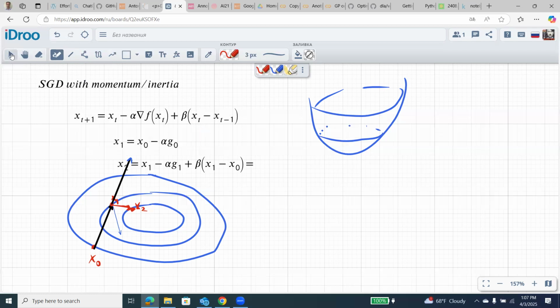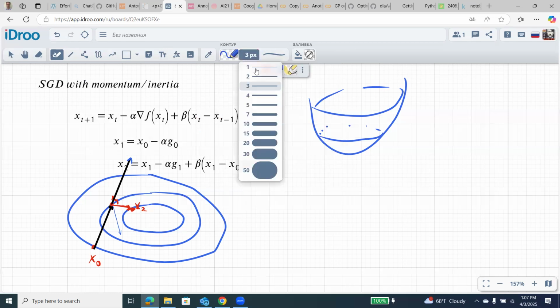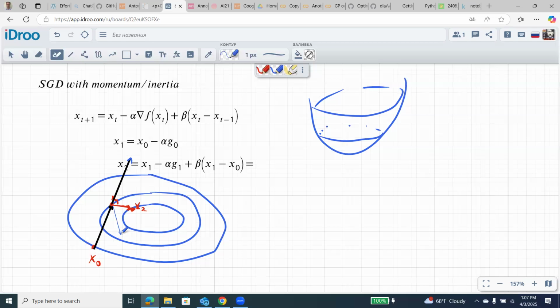Let's see. I can actually continue. For example, if you look at the blue line, it would go in this direction, then in this direction, in this direction, and we would need to perform a lot of steps to reach the minimum. While this red line, the next step maybe would be somewhere here, then maybe somewhere here, and we would converge to the minimum along a less noisy trajectory.